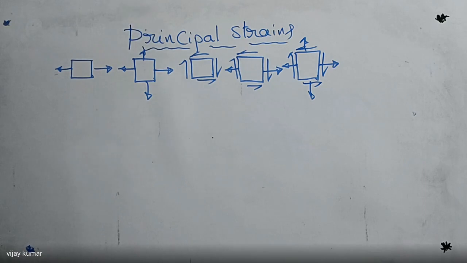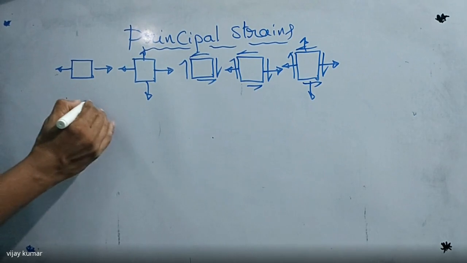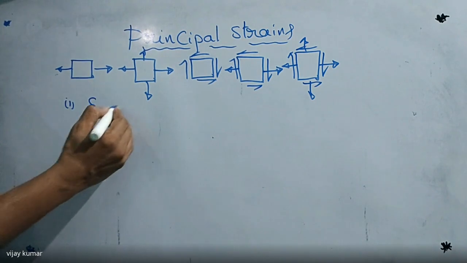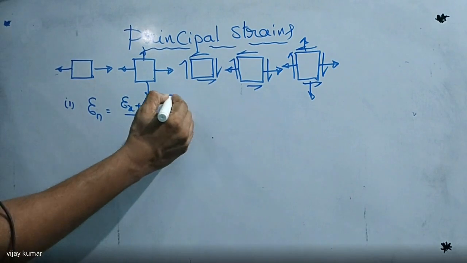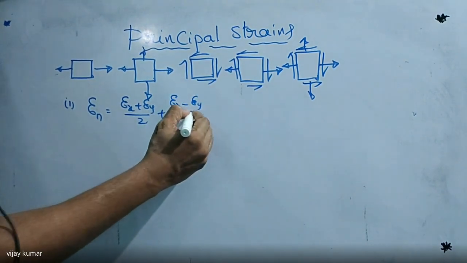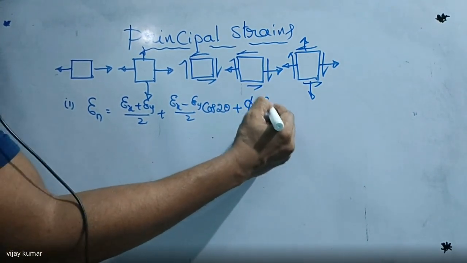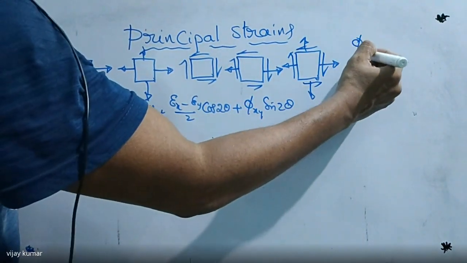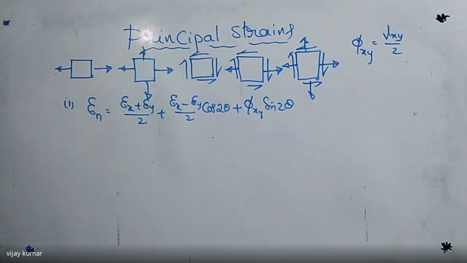So in the general case, what are the formulas we have? That is the first formula, I'm going to write it. So here normal strain, as same as in principal stresses. So normal strain is equal to epsilon x plus epsilon y divided by 2, plus epsilon x minus epsilon y divided by 2 into cos 2 theta, plus phi xy into sine 2 theta. But phi xy must be equal to how much? I am writing here phi xy must be equal to gamma xy by 2. This is nothing but tangential strain is equal to half of the shear strain.